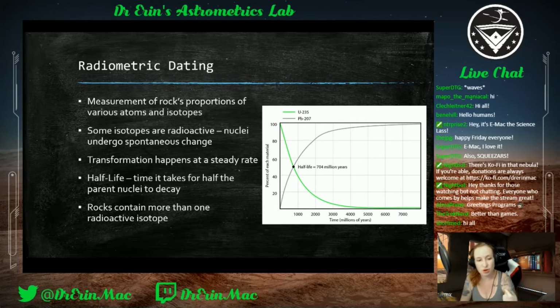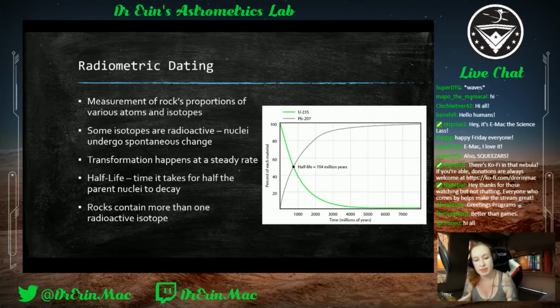So if you've heard the term carbon-14, what that means is you have 6 protons and 8 neutrons, and those are what we call isotopes. So if you can measure the proportions of different isotopes, that can help us do radiometric dating.